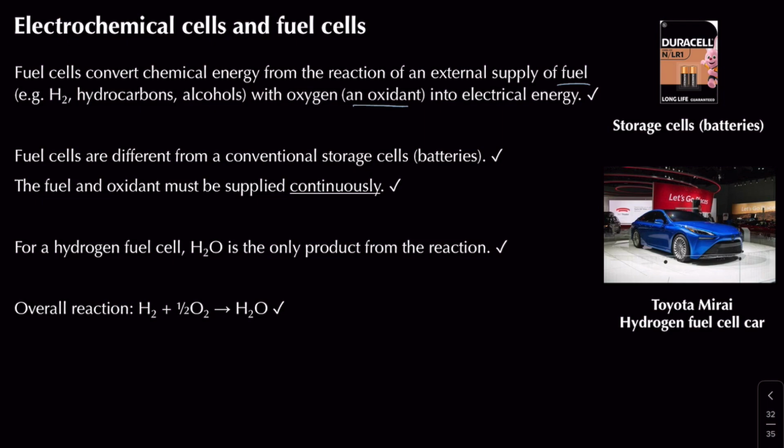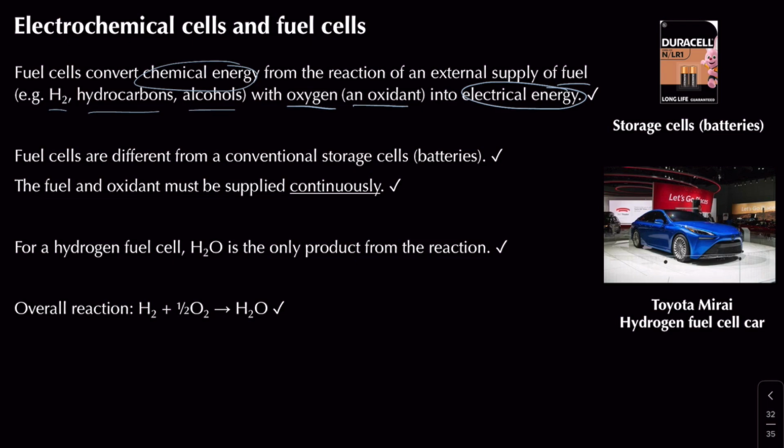Now that fuel is normally something like hydrogen or a hydrocarbon or some type of alcohol. A common example of one is of course going to be methanol, and we're reacting that with a common oxidant which is readily available, and that's going to be of course oxygen itself in the air. Now the whole purpose of this is to actually take our chemical energy and convert that into electrical energy, which we can use to power motors and to power cars and things like that.